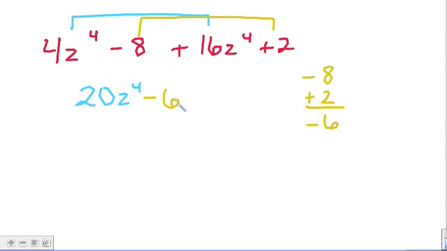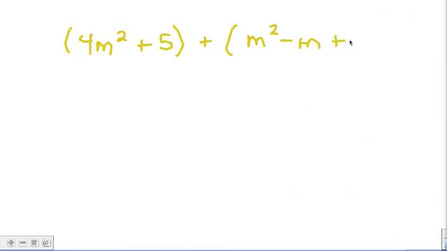All right, now let's get into subtracting. Subtracting is a little different. You might want to remember that whenever you're multiplying. Okay. All right, what if you have adding polynomials that come in groups like this? So you have 4m squared plus 5 in one group, one set of parentheses, and we're going to add that to another set of parentheses, which is m squared minus m plus 6.